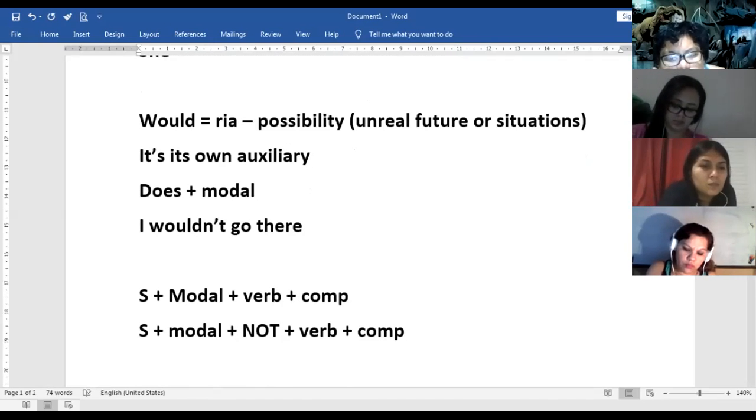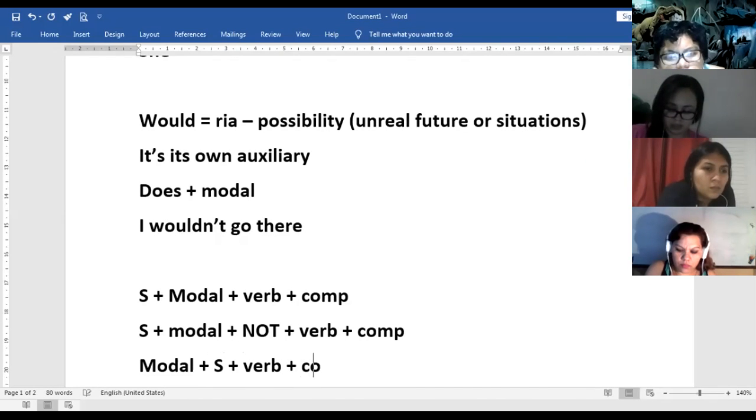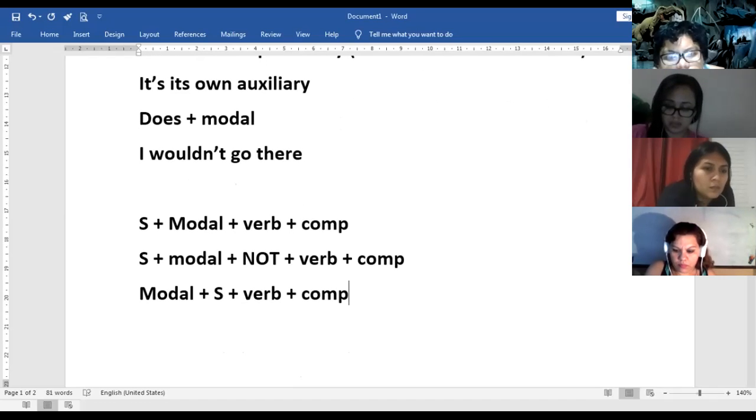And the question, guess what? Si está el modal al principio, que es el auxiliar, y al auxiliar le agrego el not, el auxiliar lo traigo al frente para hacer una pregunta. Okay? Modal plus the subject plus the verb plus the complement. So, this is like for everything. Para todos los modales, esta regla se debe cumplir. Él es su propio auxiliar. No necesitas ningún otro auxiliar.